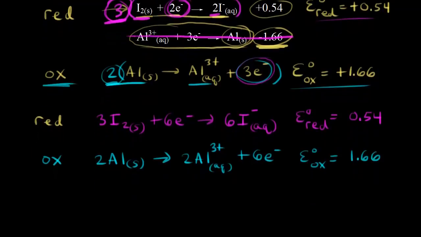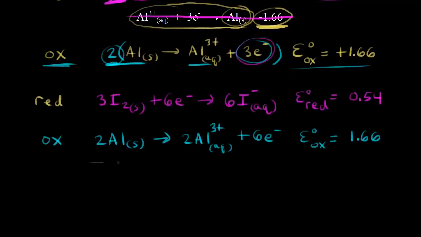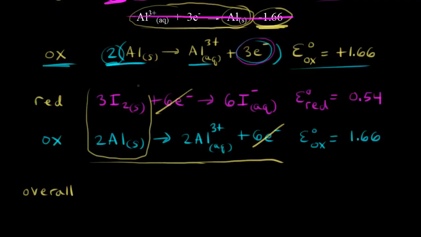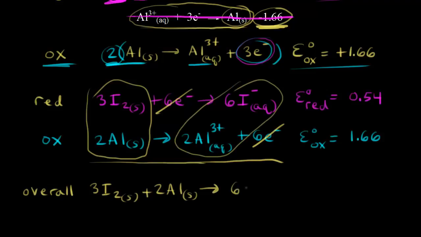Next, we add our 2 half reactions together. And if we did everything right, we should get back our overall equation. Here we have 6 electrons on the reactant side and 6 electrons on the product side, so the electrons cancel out. And so for our reactants we have 3I2 plus 2Al, and for our products we have 6I minus plus 2Al3 plus.